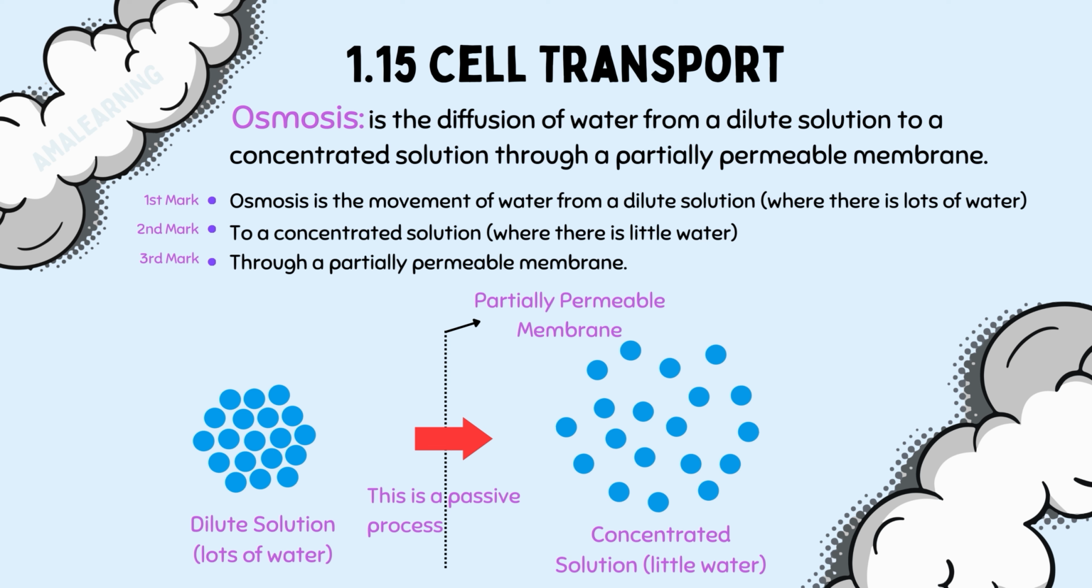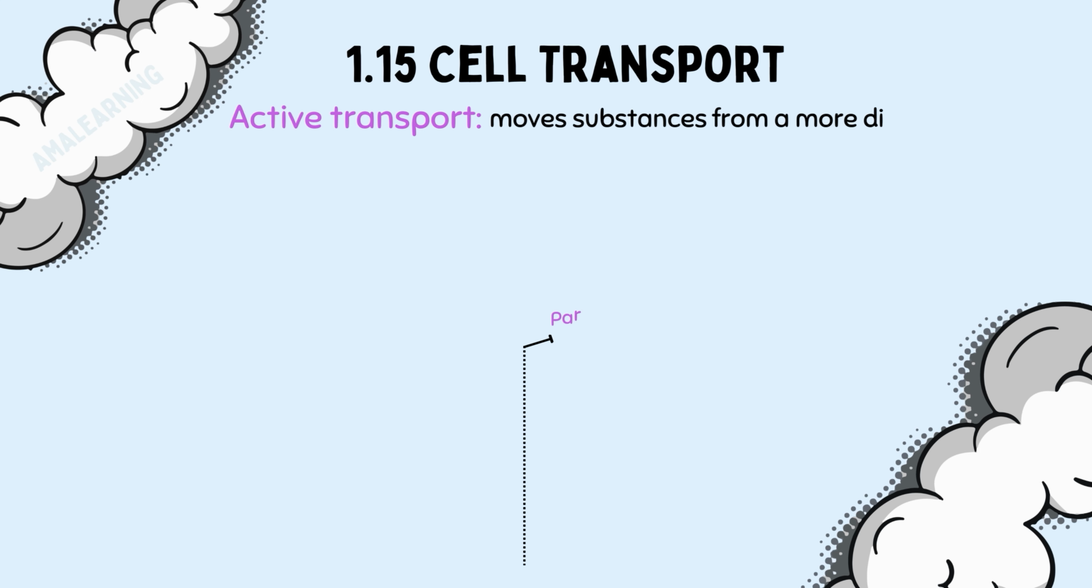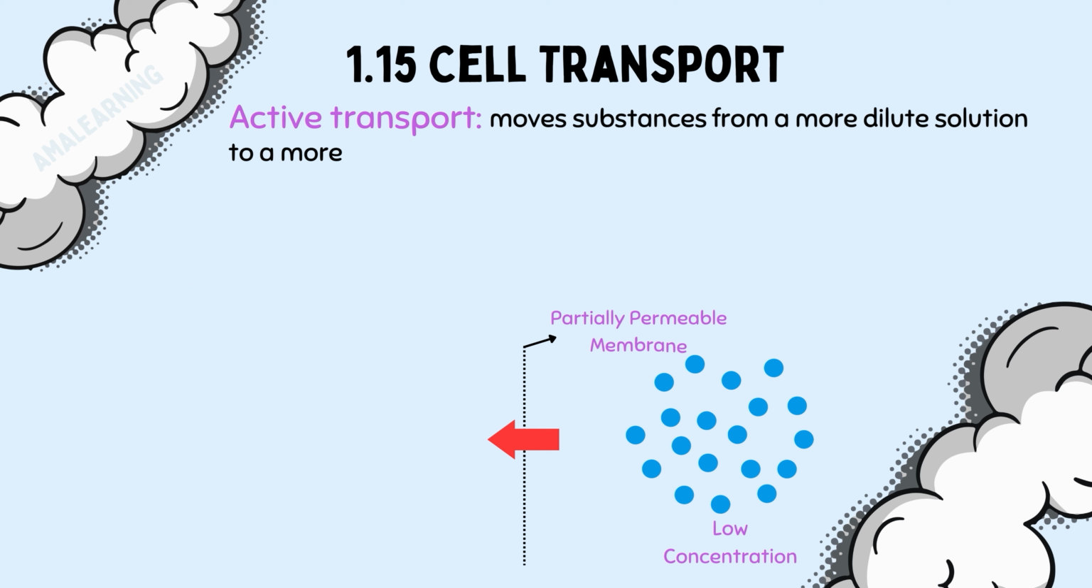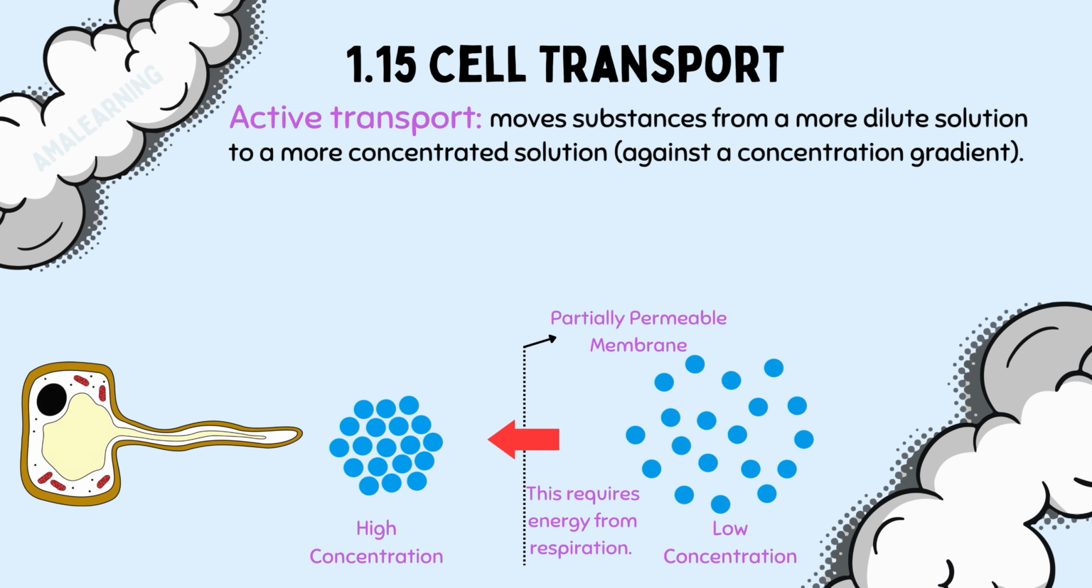In an exam question, you will need to mention the following points to get the marks. Active transport moves substances from an area of low concentration to an area of high concentration against the concentration gradient. Active transport requires energy from respiration. This is why cells, such as the root hair cell, which use active transport, have lots of mitochondria.